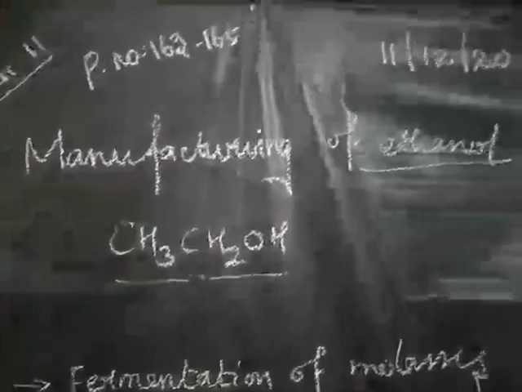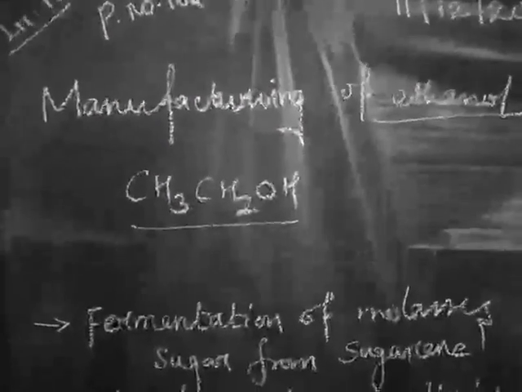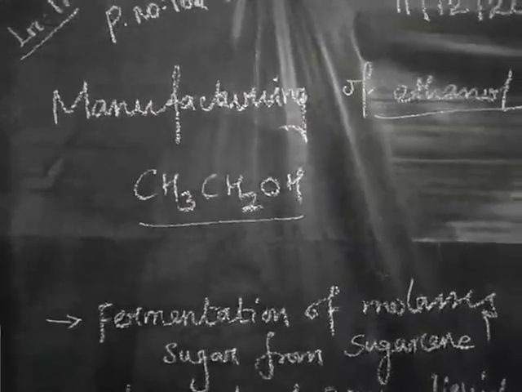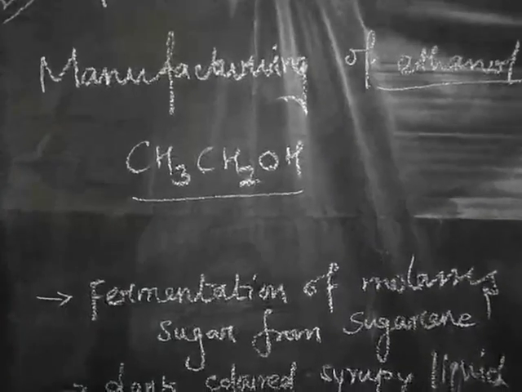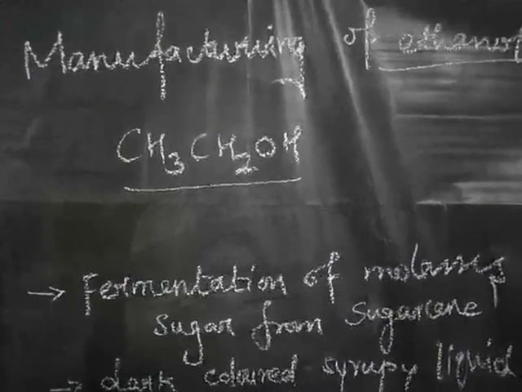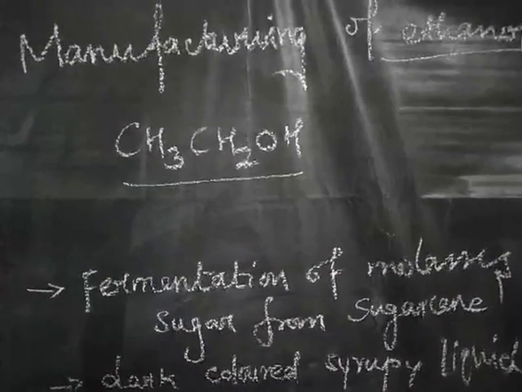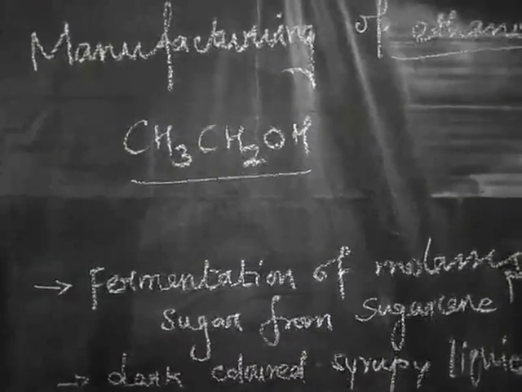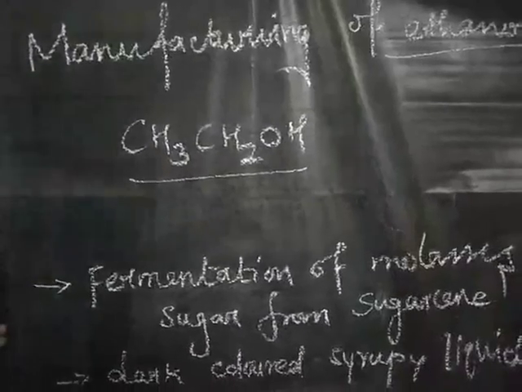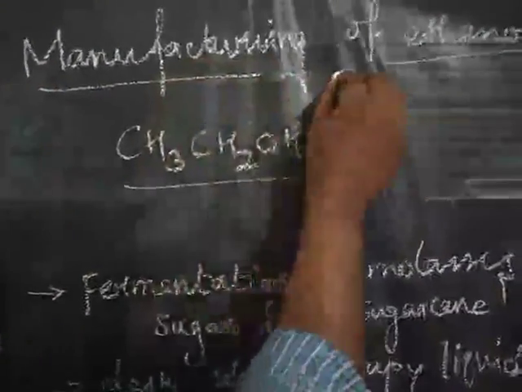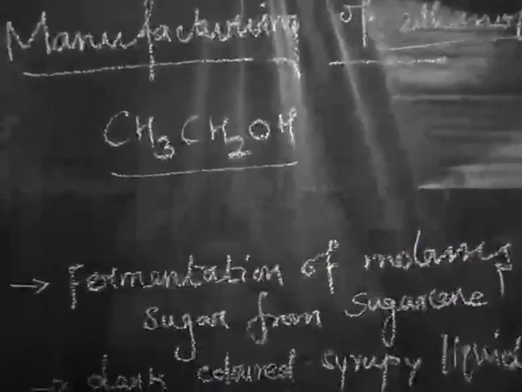So good morning children. Last class we discussed how to assign the IUPAC name. That is called what? Nomenclature of IUPAC. So what is the expansion of IUPAC? International Union of Pure and Applied Chemistry. Next, today's topic is manufacturing of ethanol.